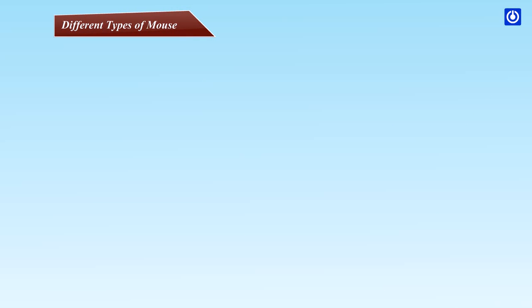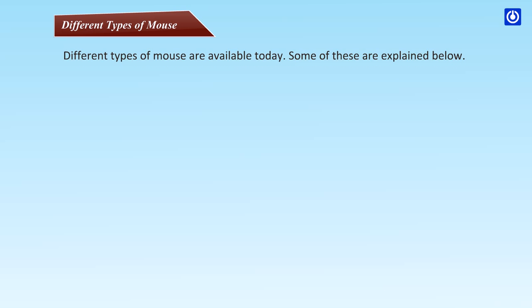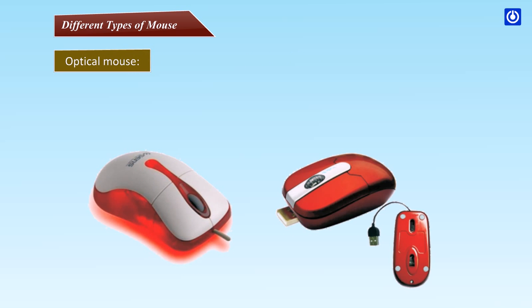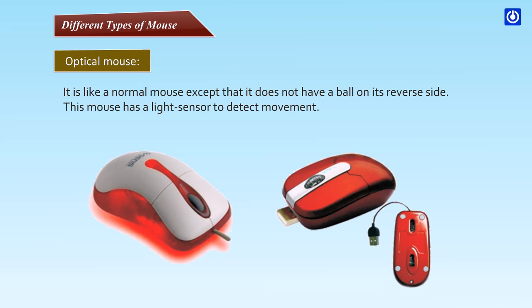Different types of mouse. Different types of mouse are available today. Some of these are explained below. Optical mouse. It is like a normal mouse except that it does not have a ball on its reverse side. This mouse has a light sensor to detect movement.